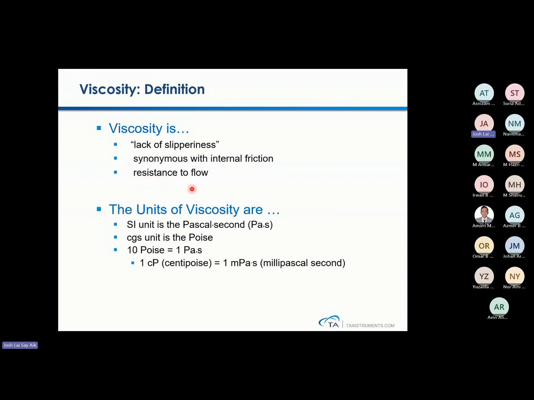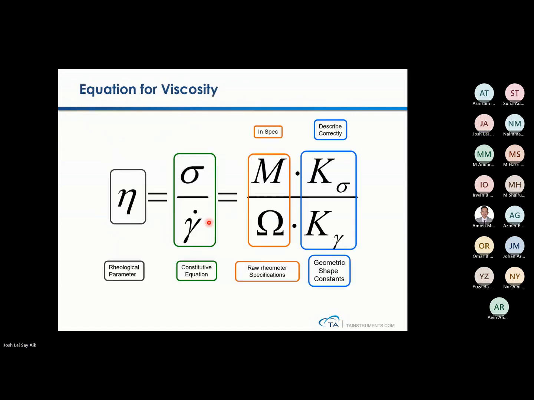There are also units for it. Typically Pascal seconds, or poise, or centipoise, or millipascal seconds, but they're interconvertible. So you need to look into these units when you read viscosity results. Again, a very general equation: viscosity is a ratio of shear stress over gamma dot. Gamma dot is the shear rate. In some papers, they will write strain rate. Just for your information, strain rate and shear rate are equal. They are the same.